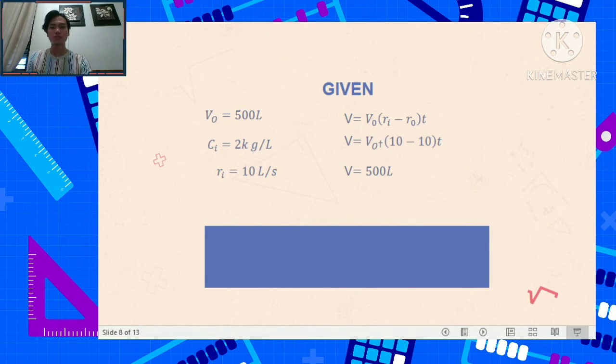We have a given of volume is equal to 500 liters. C sub i is equal to 2 kg per liter. R sub i is equal to 10 liters per second. And r sub o, parehas na sila nung given ng r sub i kasi same rate lang yung pagpasok at paglabas ng substance. Tapos, ito yung formula kung paano makuha yung v sub o or yung volume.